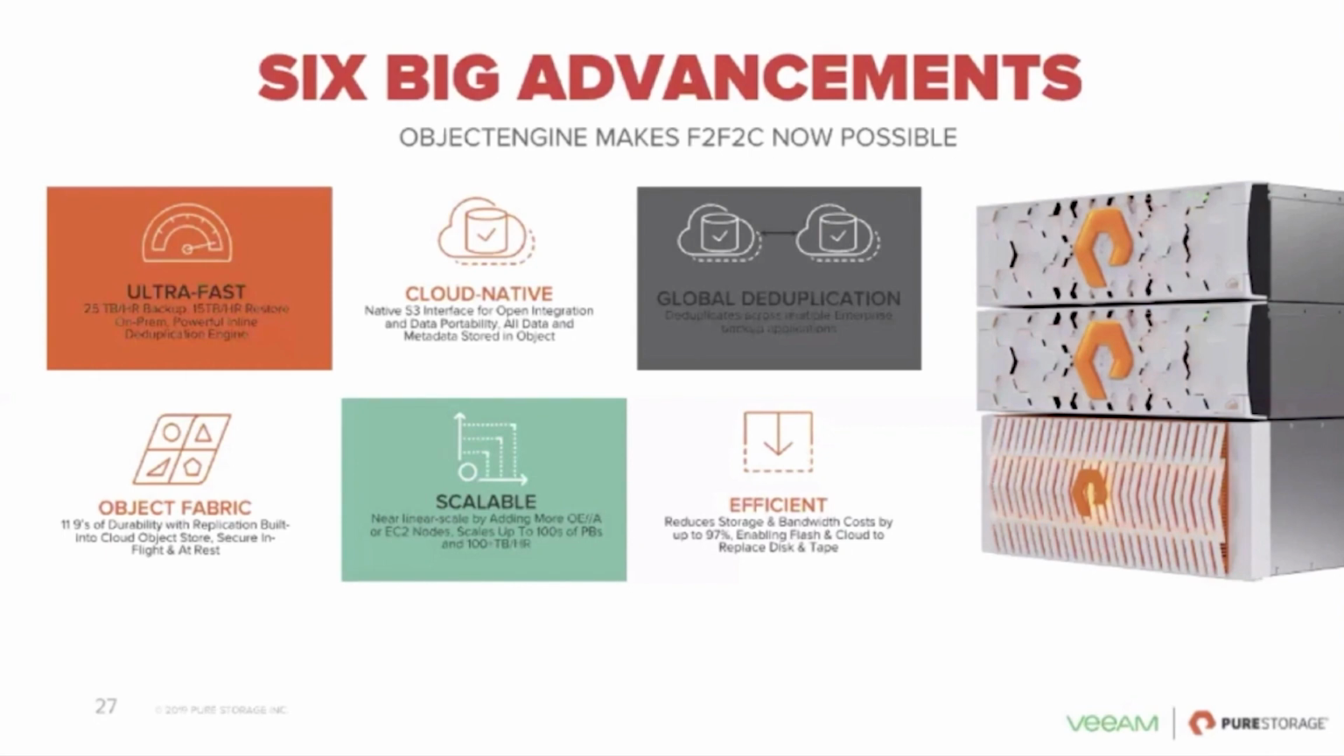We continue to build it out, and it's now called Object Engine, which is effectively an S3 deduplication application. This sits behind Veeam, and this allows us to take backups that sit on FlashBlade and then move those off to the cloud or to a private object store.